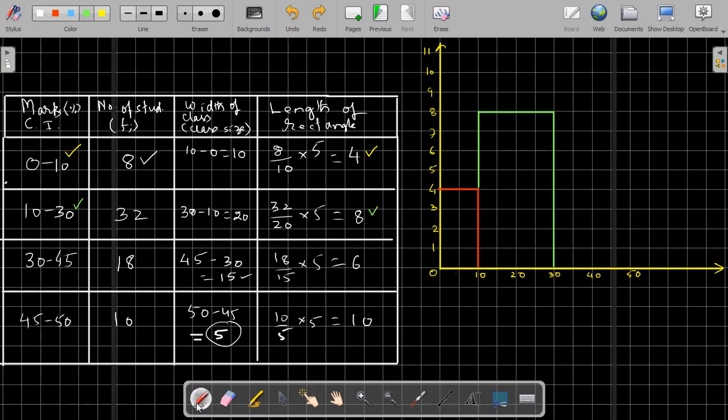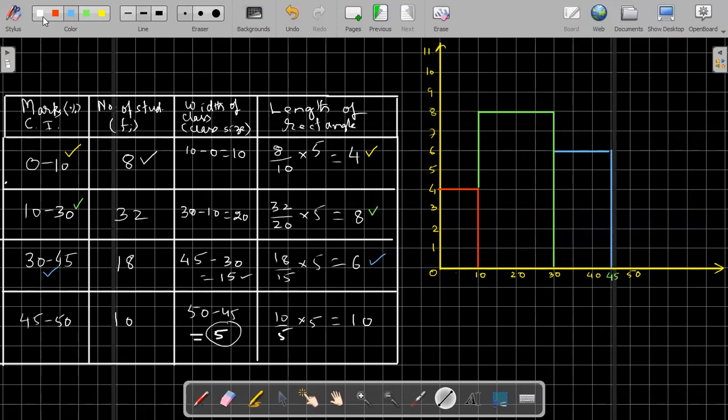Then 30 to 45. Where is 45? 45 is here, in between 50 and 40. So we go up to 45. What should be the height? For 30 to 45, the height should be 6. So 6 is here, up to 45. Correct.